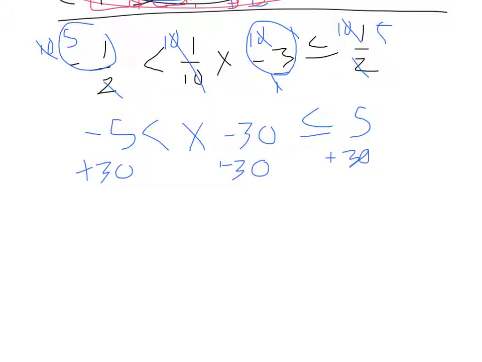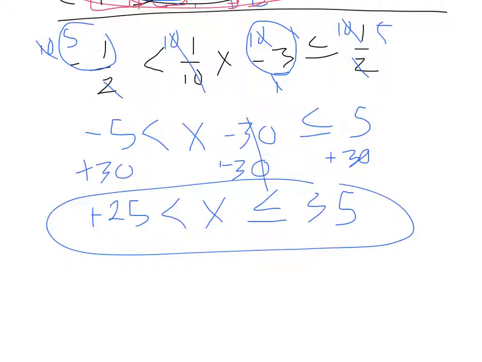and we get positive 25 is less than x, which is less than or equal to 35. So this is a perfectly valid set notation, or we could say 25 to 35, not including our 25, including our 35. So that's what we're looking at.